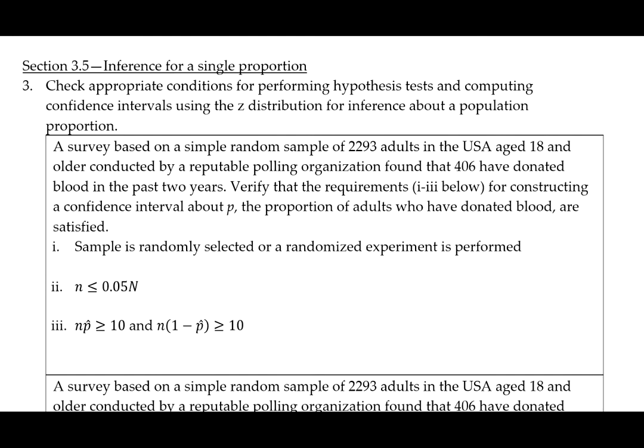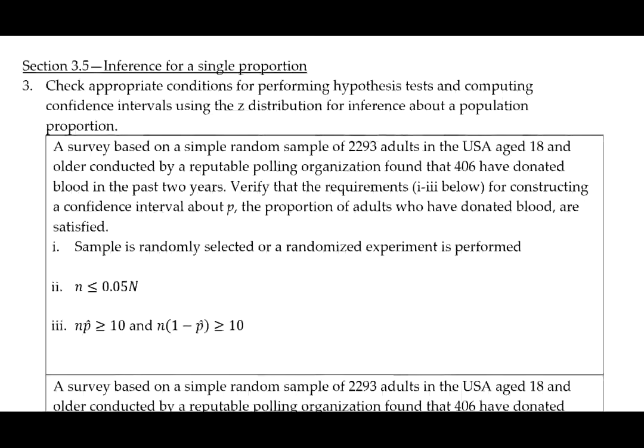If our sample size is too large relative to the population size, then the individuals in the sample cannot be assumed to be independent. And then we need to check that n times p hat and n times 1 minus p hat are both at least 10. This is slightly different than the condition that we checked for our sampling distribution to verify that the sampling distribution was approximately normal. There we did n times p and n times 1 minus p. But here we can't do that.